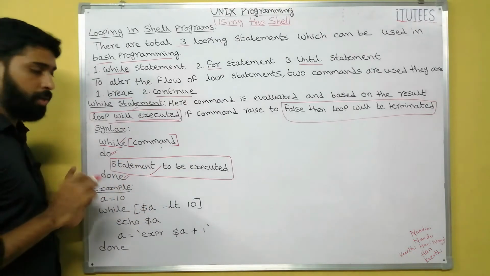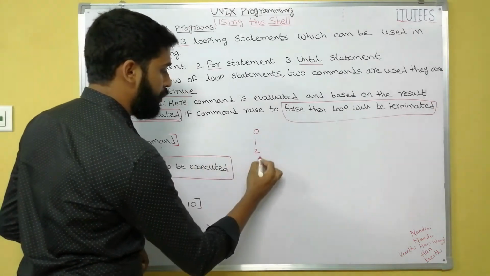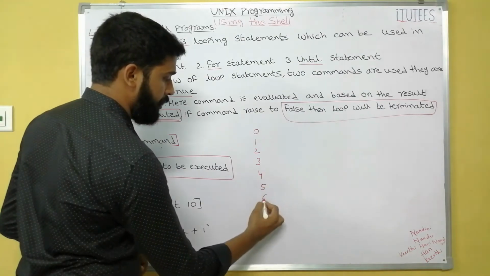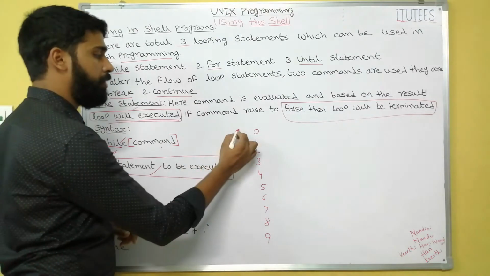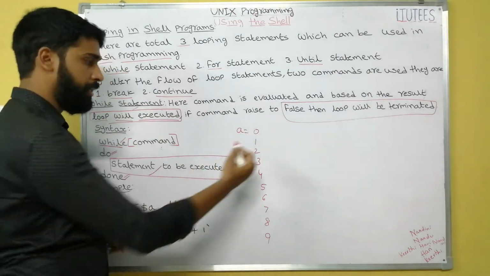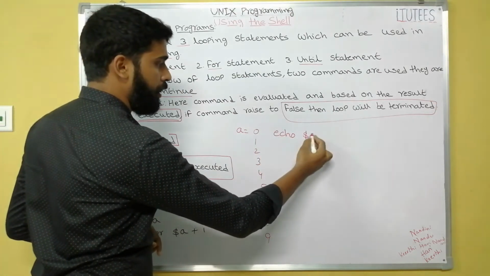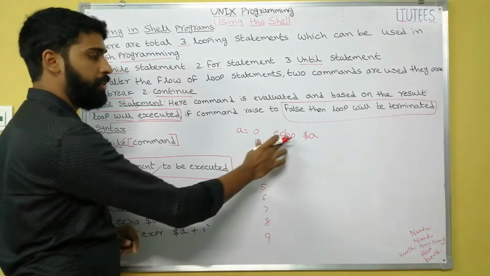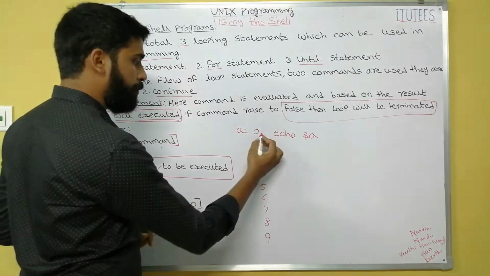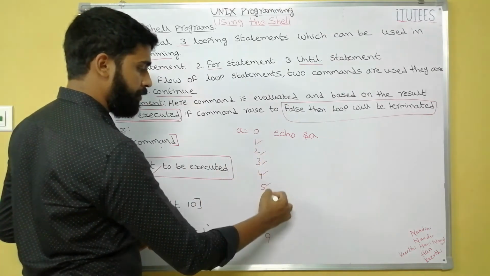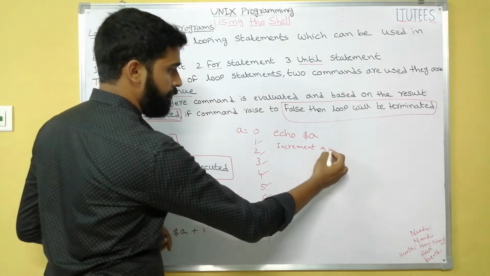After completion, done. For example, I want to print the values 0, 1, 2, 3, 4, 5, 6, 7, 8, 9. That means the initial value of a equals 0. It is incremented by 1 each time, and each time I am going to print the value of a. So how can I print the value of a in Unix? echo $a. After printing we are going to increment the value.